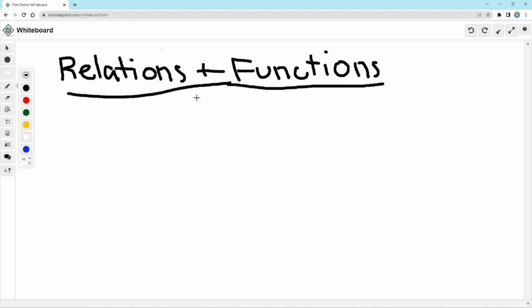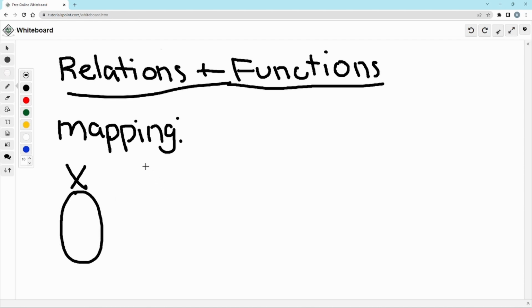Alright, so a relation is pretty much anything. And a really good way of representing relations and functions is using something called mapping. So with mapping, you want to take your domain and your range. So let's say the three numbers that we have are 5, 7, and -3. And over here we have 1, 0, and 4.